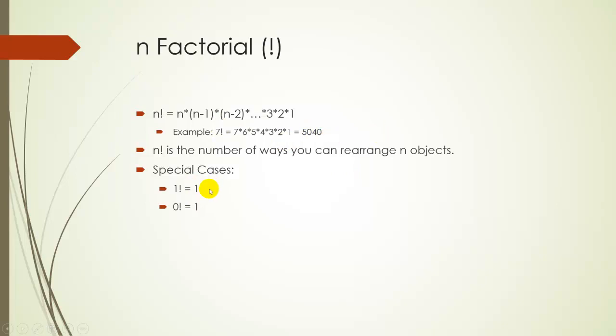A few special cases to be aware of. 1 factorial is 1, which makes sense. If there's one person racing, there's one way in which he can finish. 0 factorial is a little bit more philosophical. I've seen a few interesting explanations of this. None of them are that great. But 0 factorial is also 1. And this is just something for you to know. Math breaks if this isn't true. So this is definitely true, but it's just one of those things that you just have to accept.